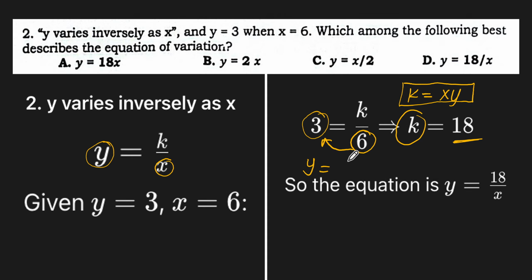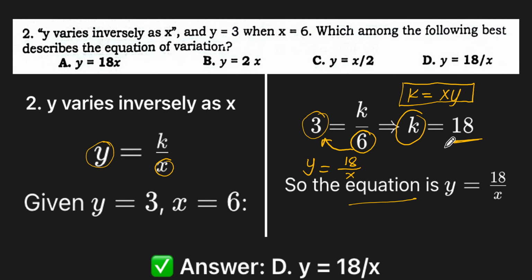y equals 18 over, I think we can have this equation. The equation would be y equals 18 over x. So the final answer would be letter D, because we just described the equation of this variation. Letter D.